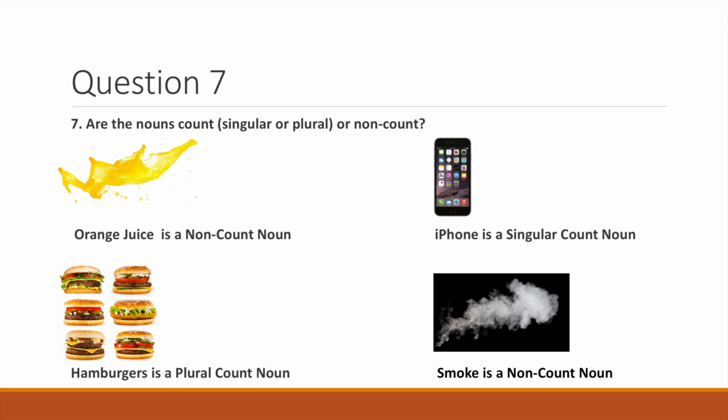Question 7. Here we need to identify count nouns, choose whether they're singular or plural. We also need to know if they're non-count nouns. Orange juice is a non-count noun, whereas an iPhone is a singular count noun. We have 1. Hamburgers is a plural count noun. I have 6 hamburgers. Smoke is a non-count noun. We can't count it.